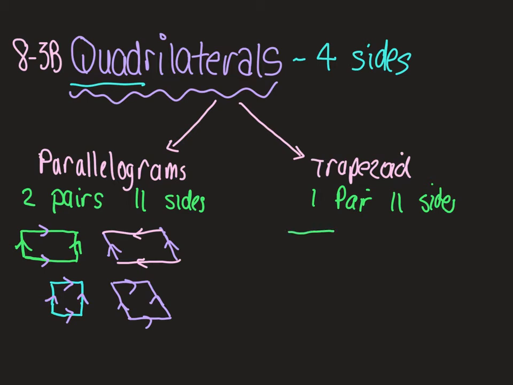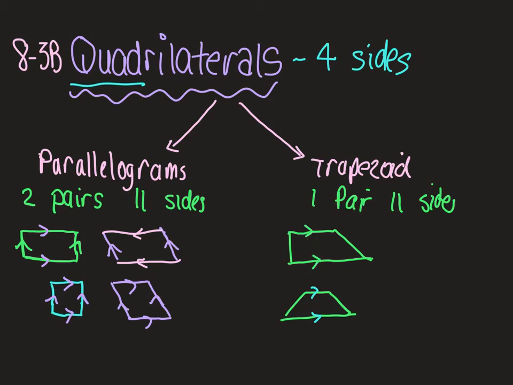So I'm going to draw one, and I'm going to draw this one longer than that one. Those are parallel, never going to touch. Connect, connect. That's a trapezoid. Or these are parallel, never going to touch. Connect, connect. That's a trapezoid. But they only have one pair, this pair right here.